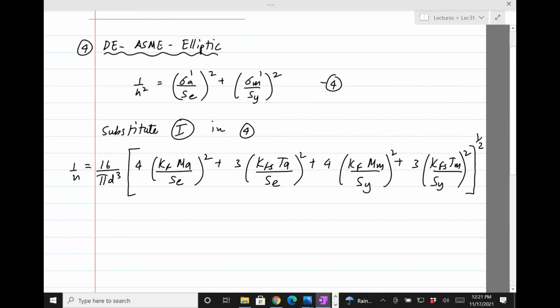Let me check this, if the bracket encompasses the 16 over pi d cube or not.